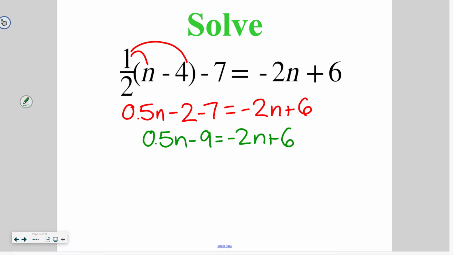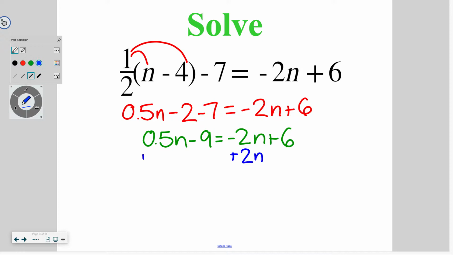So right now we have all of our like terms combined, and we're going to have to start moving things from side to side on the equation. My suggestion to you is to start by moving the variables and combine those first. That is not necessary, but personally I find that it's easier to move the variables to make them positive. So in this case, I'm going to get rid of this negative 2n by adding 2n to both sides.